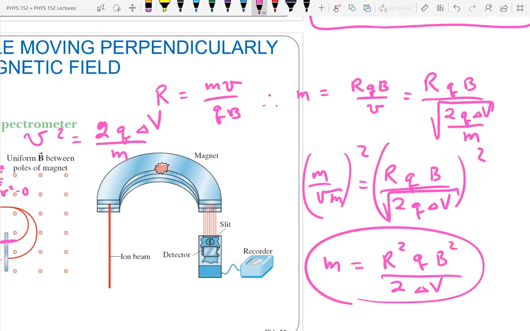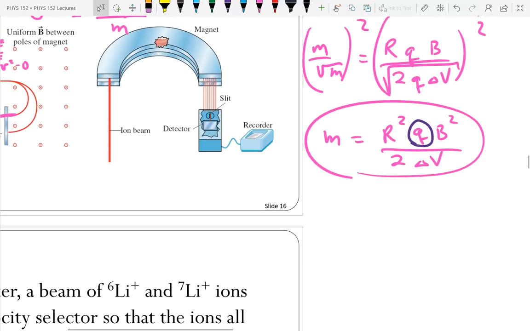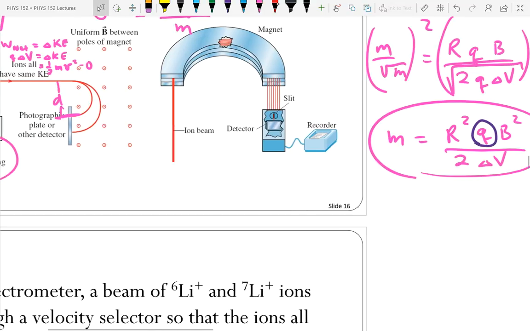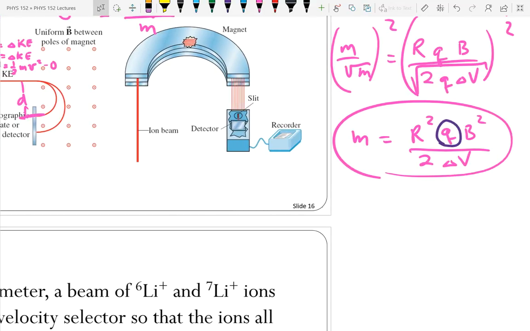We have the equation for the mass, based on the radius, the voltage I accelerated it through, the magnetic field, and the charge. So you can see that the charge is an important factor. Doubly charged will appear to have half the mass. I didn't think about that clearly at first, but the charge makes a difference. We assume singly charged, but it may not be. That's a simple mass spectrometer.